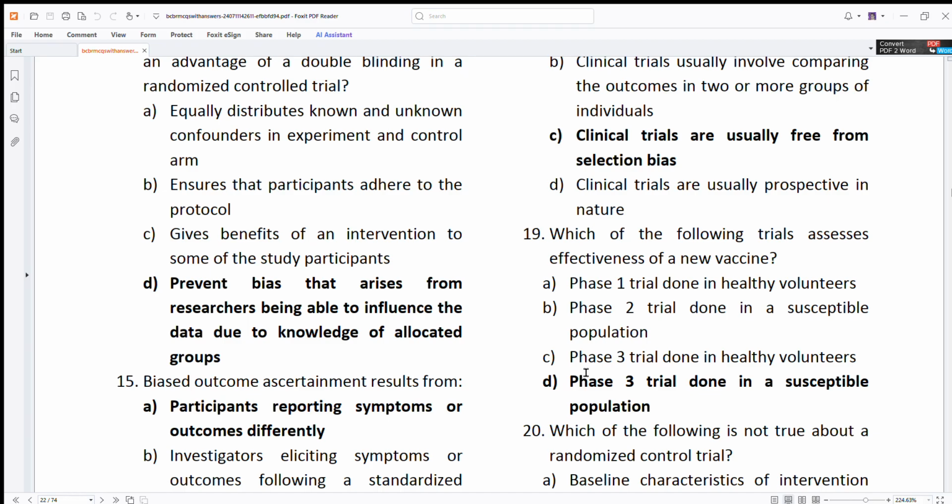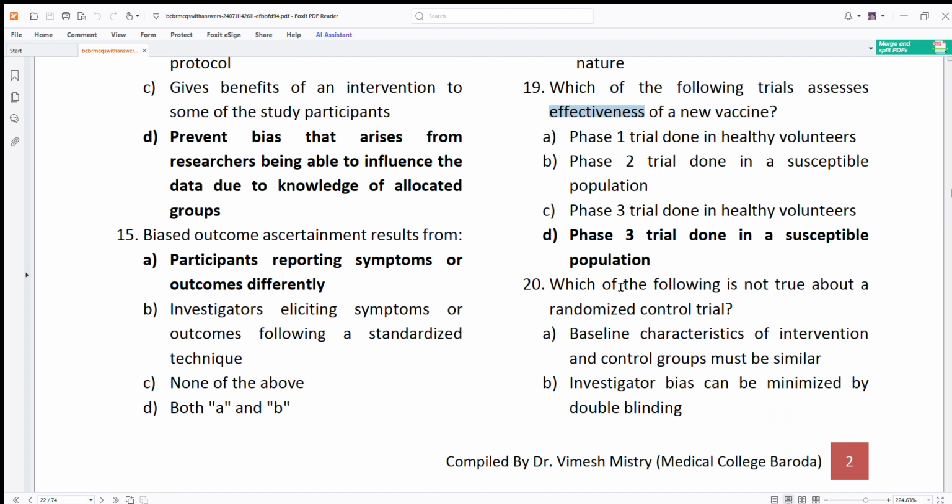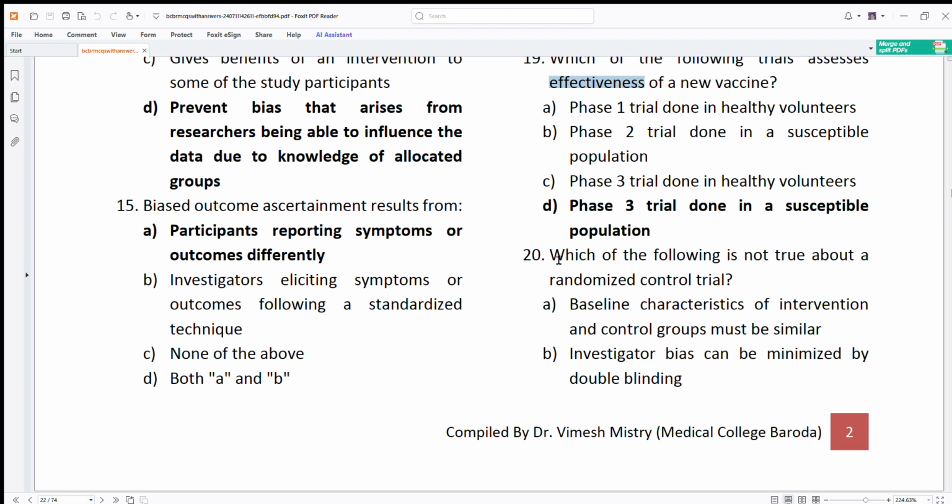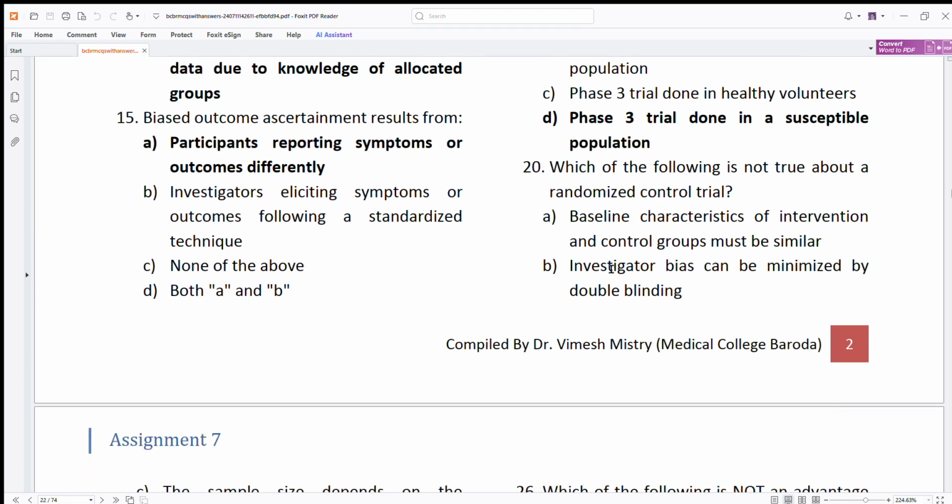The following trial assesses the effectiveness of a new vaccine. Phase 3, correct. A phase 2 trial also can, but here please mark the word effectiveness. Effectiveness is a term exclusively restricted to the phase 3 trial. I told you, can I swim? Remember, can I swim? SWIM. Please tell me in the comment section what SWIM stands for. S is safety, phase 1. Does it work? Phase 2. 3, I will not tell you. 4 is market.